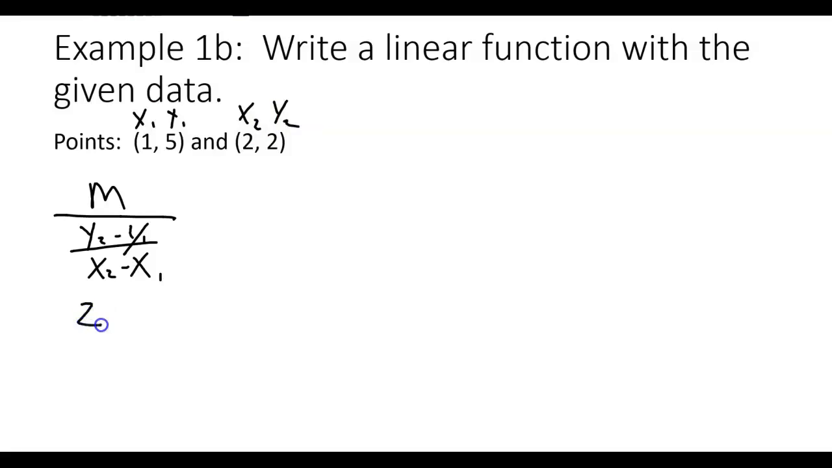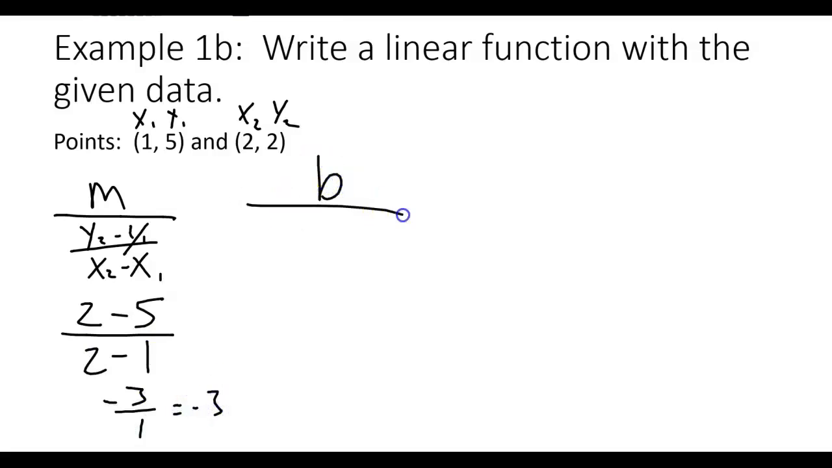So we have y2 minus y1 over x2 minus x1. And so that's going to be negative 3 over 1, which reduces simply to negative 3. Okay. Now we've got to find our b. From here on out, the rest of the problem is pretty much the same. We're going to use our slope-intercept formula here, and plug in our y value, our x value, and our slope.